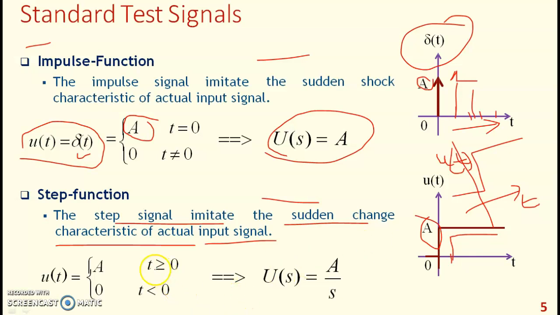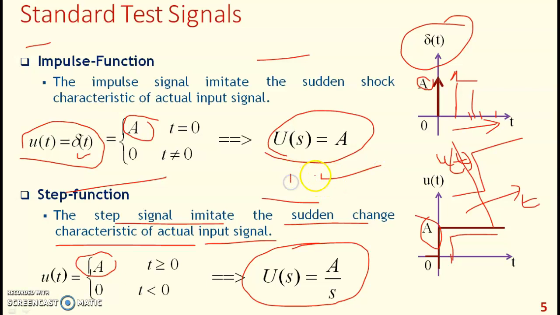So for the step signal, the magnitude is A. If t is greater than or equal to 0, its magnitude is A, and it is 0 for t less than 0. If you apply the Laplace transform to the unit step signal, the transfer function U of s, the Laplace of the step signal, is A by s. Laplace of 1 is with respect to t, and the constant term we can retain as it is.